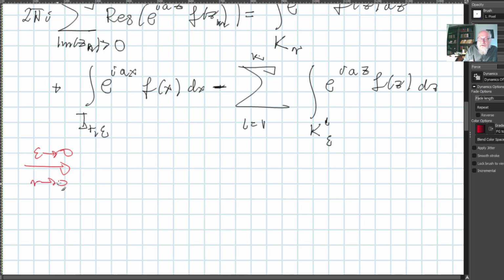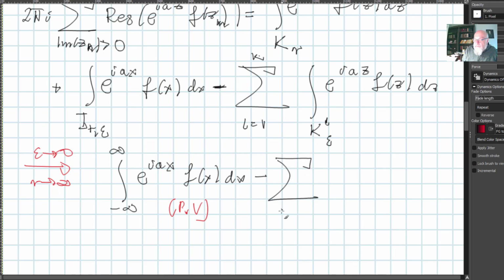I'm getting here that this limit becomes the integral from minus infinity to infinity of e^{iax} f(x) dx, but that one is now a principal value, and the other one is minus, and here we get the sum of the residues. L is equal to 1, okay? And this is pi i, not 2 pi i, and this is the residue of e^{iaz} f(z), and here we have the c_L.